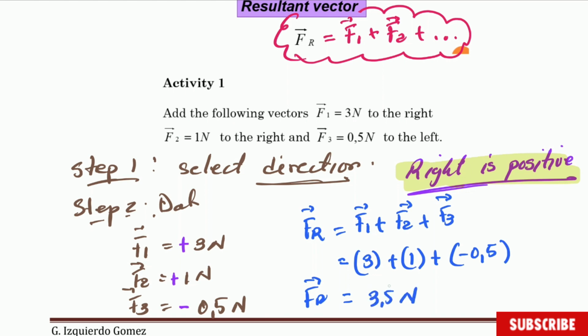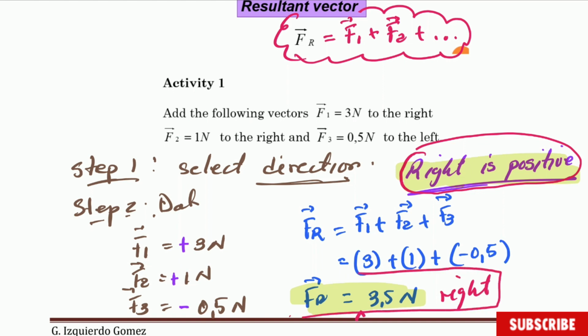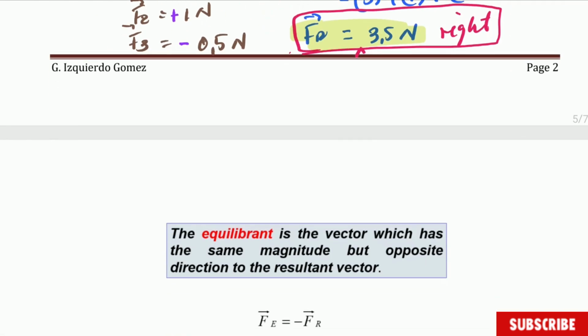Now here is only the magnitude. We have to give a direction. Remember, vectors need direction. You can see that the answer is a positive number, and we said positive is to the right. So it means that the resultant force is also to the right, so this is the final answer for this vector addition. Here is very simple. It's the first example we are going to do.